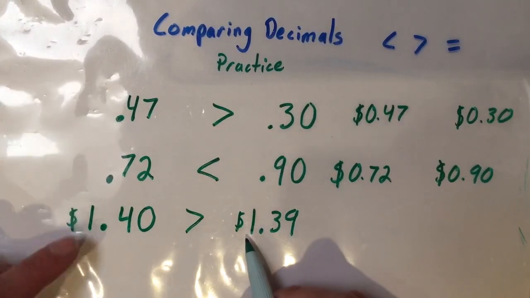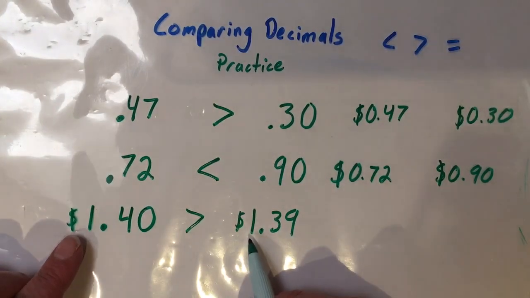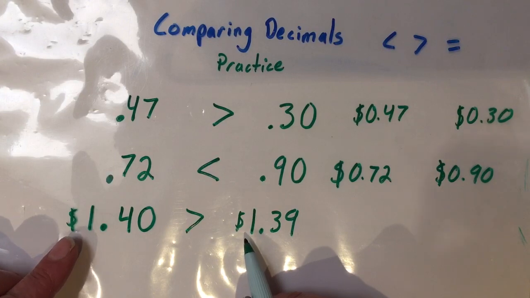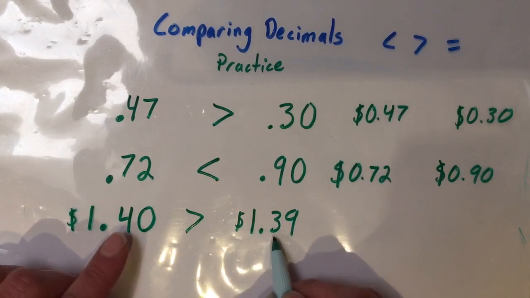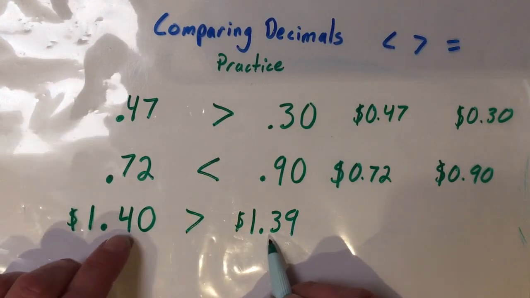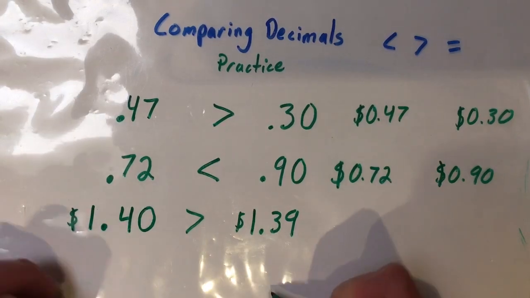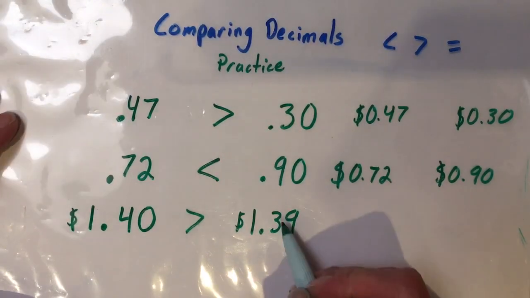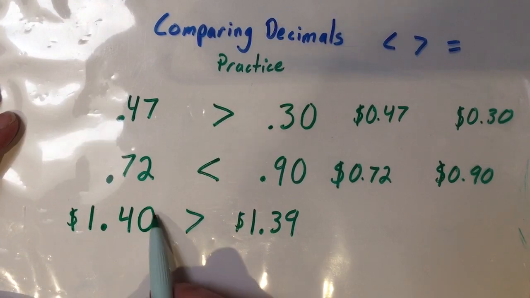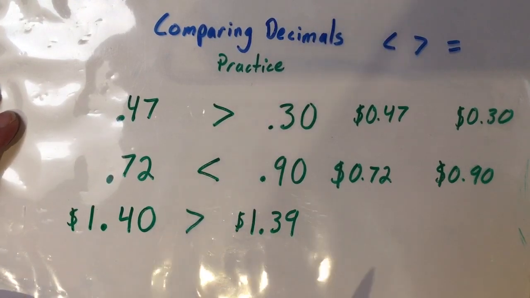So while I could have just gone to the ones place, because that's my largest place value, and this is kind of how we do it with whole numbers in the classroom, and then I could have moved over to the tenths place and said, oh, 4 tenths is bigger than 3 tenths. That's another strategy to solve this. In this case, I did once again just add my extra place value here, and that really helped me see this.